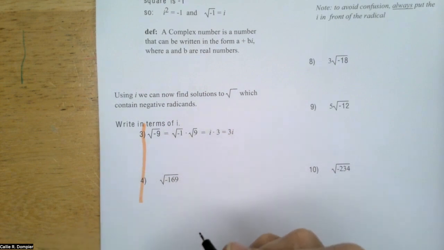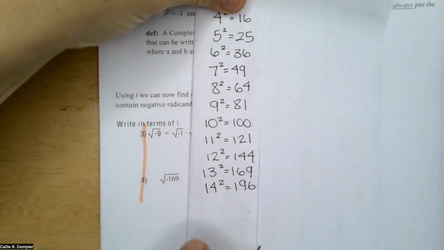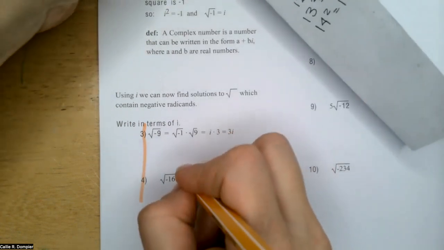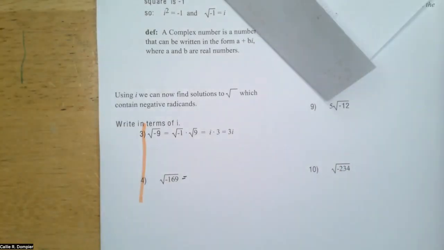Number 4, the square root of 169. Well, if we bring back our little chart, 169 is 13 squared. So we want to change that. Excuse me one second.